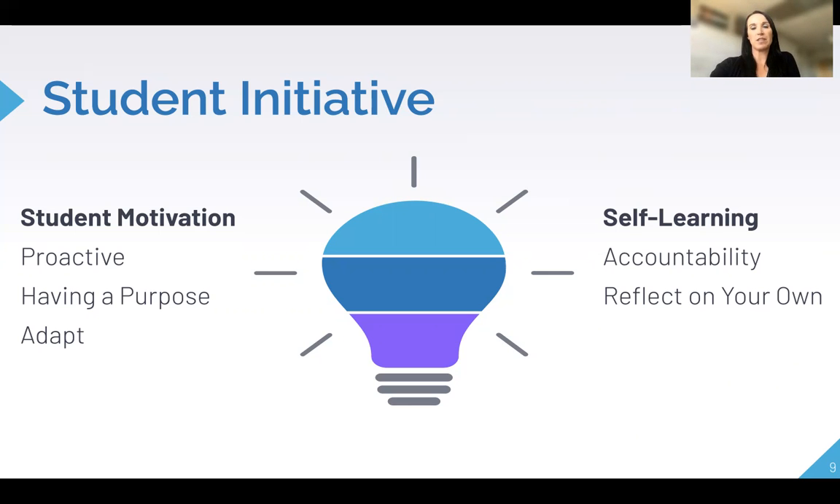Another aspect of student initiative is self-learning. Several participants described self-learning as having accountability and reflecting on their own. Faculty participants described self-learning as using one's judgment. Student participants described having accountability as an essential factor of self-learning. Student participants agreed that it was up to them to reflect on their learning.